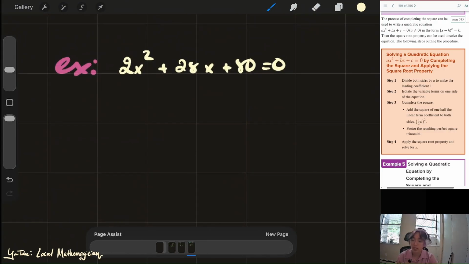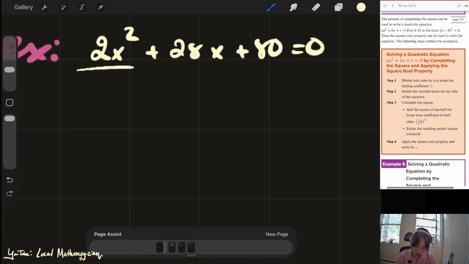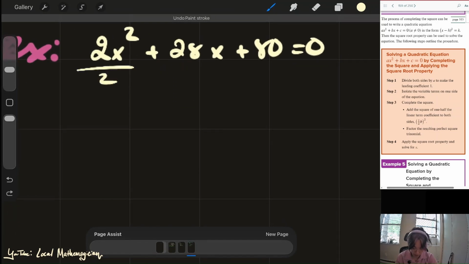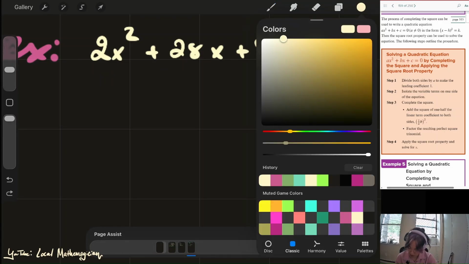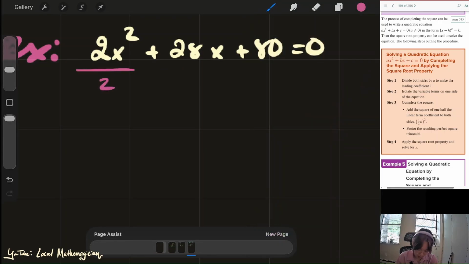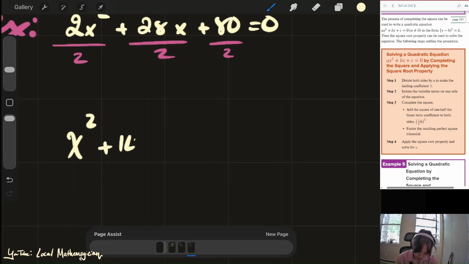2x squared plus 28x plus 80 is equal to 0. We want to solve for x, right? We want what x value makes this equation true, what x value makes the left-hand side equal to 0, okay? So the first step is getting the leading coefficient to equal positive 1. So in this case, we're going to divide everything, including the 0, technically, by 2, all right? We'll do that in pink. Divide by 2, divide by 2, divide by 2. And that leaves us with x squared plus 14x plus 40 is equal to 0.